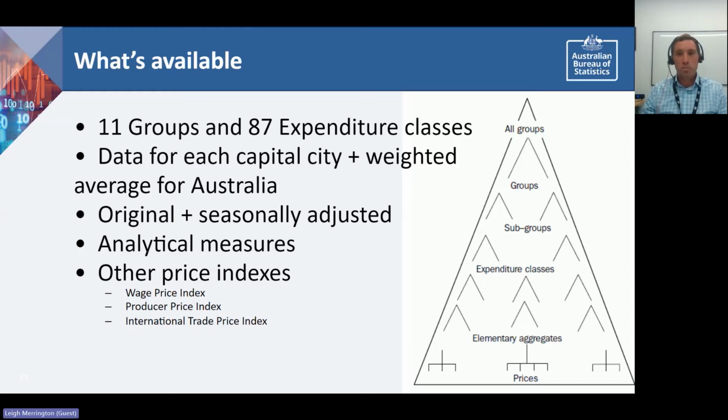We also have the producer price index, so this is more your business inflation. This is a major input into measures of GDP that I talked about. And the international trade price index also is used in GDP, but you can also look at it in terms of our terms of trade, so the prices we receive for our exports and imports.